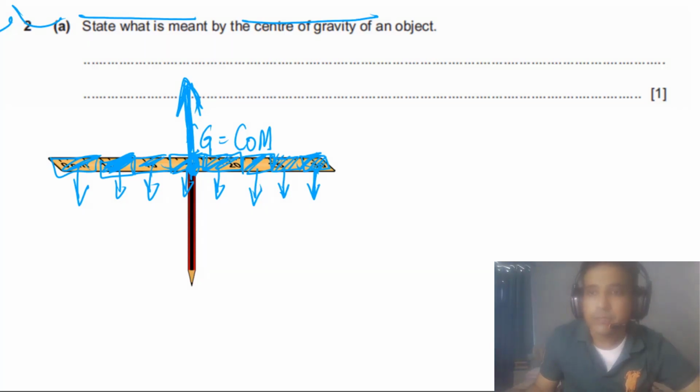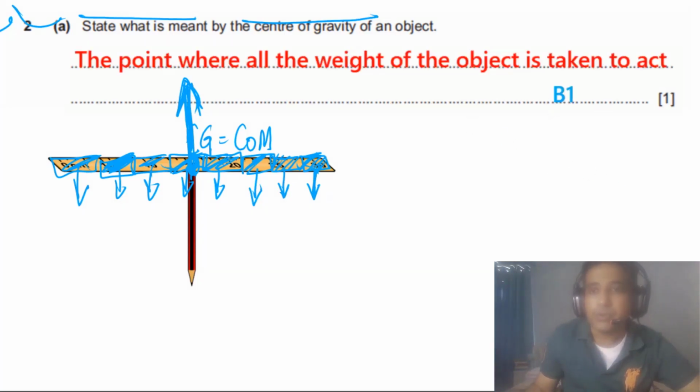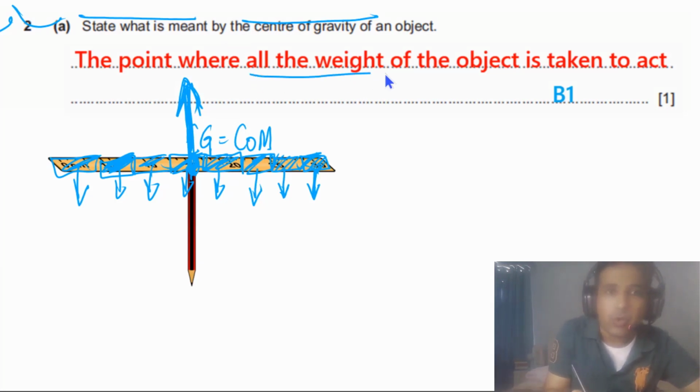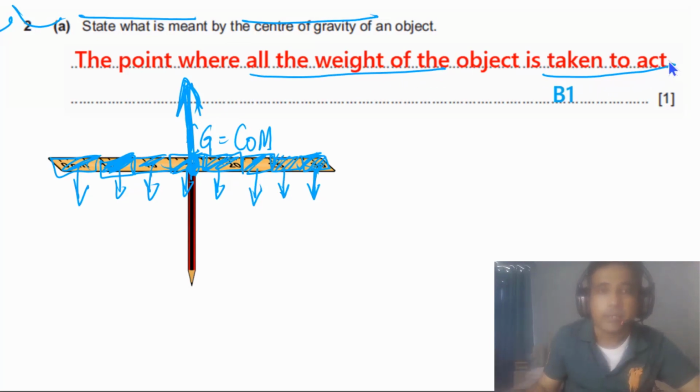Let me show you the answer, how you can write down your answer. So in your answer you can simply mention the point where all the weight of the object is considered to act or is taken to act. That point is center of gravity.